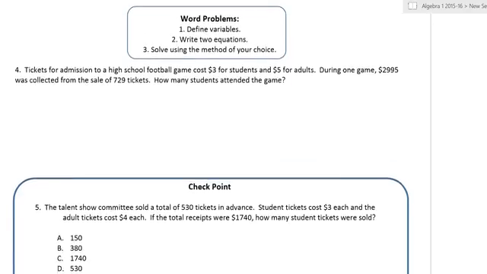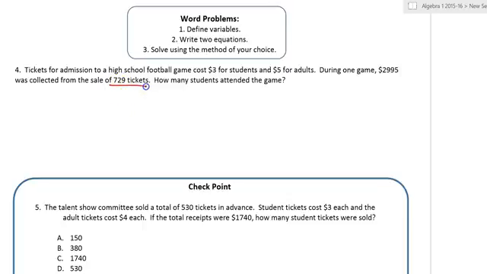All right, so now for word problems. We are going to write a system of equations by defining variables, writing 2 equations, and then solving using the method of our choice. So it says tickets for admission to a high school football game cost $3 for students and $5 for adults. During one game, $2,995 was collected from the sale of 729 tickets. How many students attended the game?